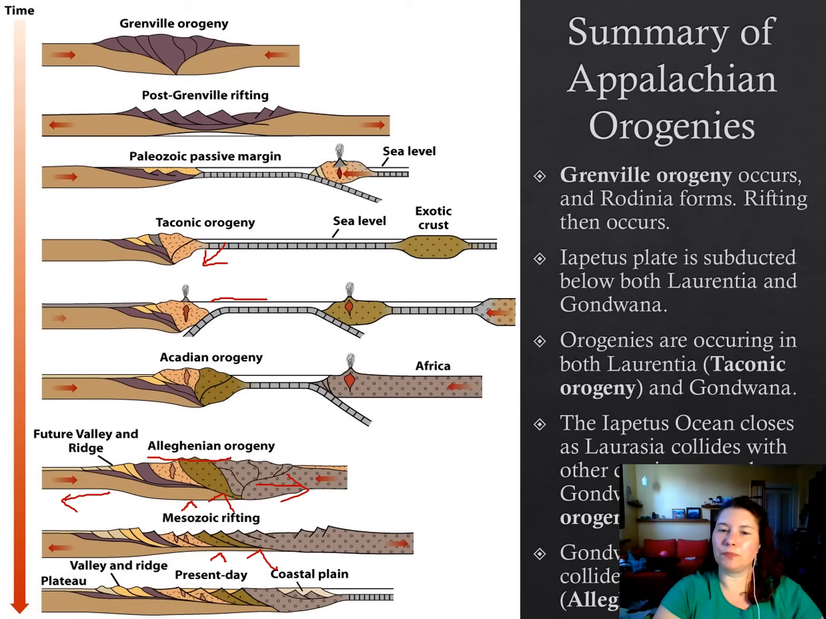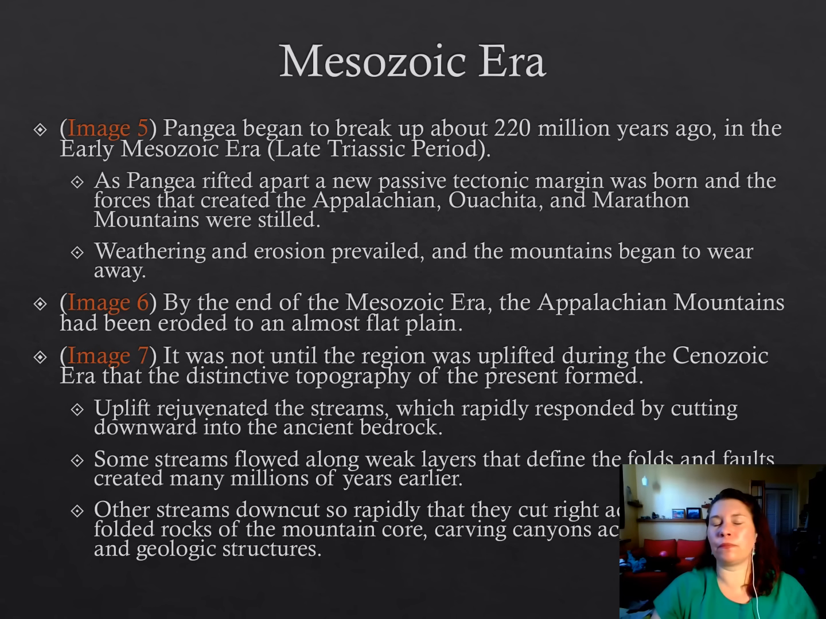So I also bold-faced our important orogenies here. So definitely want to know about them. You definitely want to know what is happening to form those orogenies and around when they formed as well. Okay, so during the Mesozoic, again, Pangea is beginning to break up. It breaks up beginning about 220 million years ago during the very late Triassic. And so we have a new passive margin born.